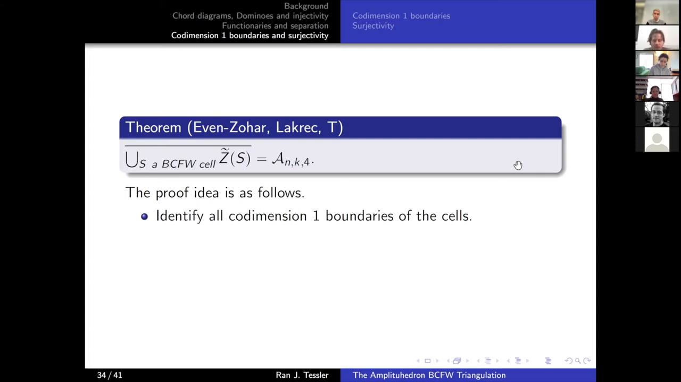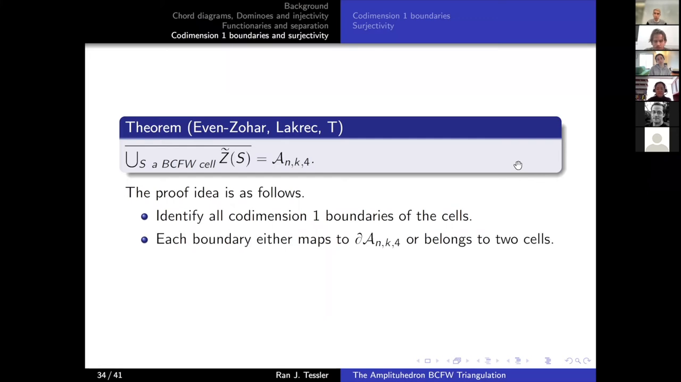Okay, so the proof idea is as follows. First of all, we identify all codimension one boundaries of the cell. Then we show that each boundary either maps to the boundary of the amplituhedron or it belongs to two different cells. And we deduce surjectivity using a topological argument.